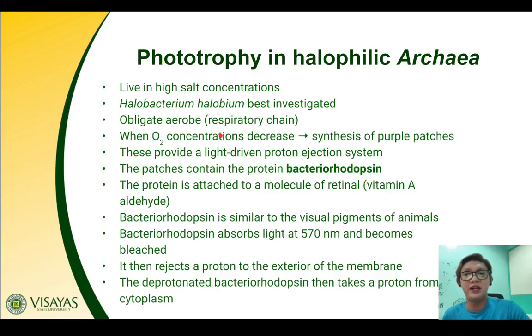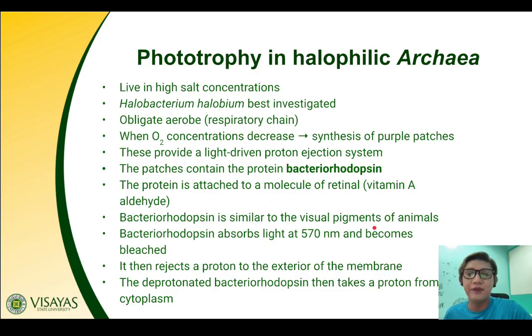Halobacterium halobium is the best investigated halophilic archaeon. They are obligate aerobes. When oxygen concentration decreases, they will synthesize purple patches. These provide a light-driven proton ejection system. The patches contain the protein bacteriorhodopsin. The protein is attached to a molecule of retinal, or vitamin A aldehyde. Bacteriorhodopsin is similar to the visual pigments of animals.